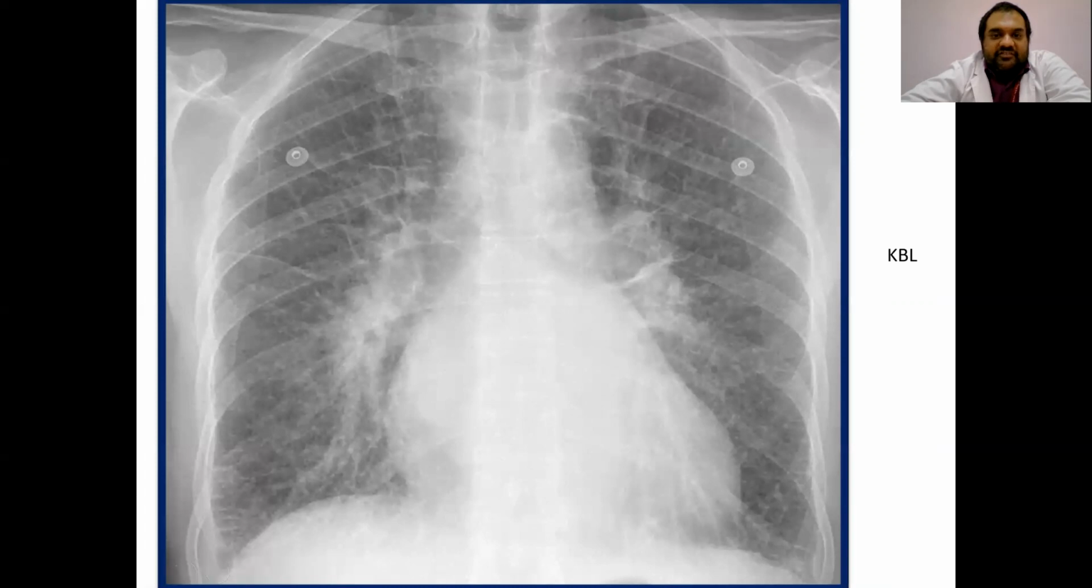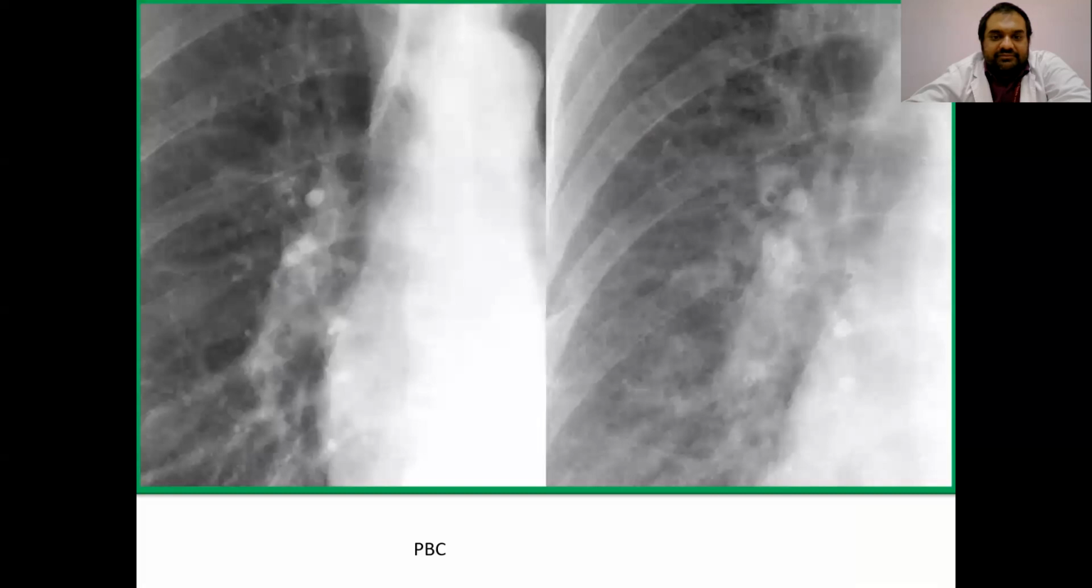This is a frontal chest radiograph showing a mild cardiomegaly with cephalization of the vessels, with peribronchial cuffing, and you can see the numerous lines in the peripheral lung fields, suggestive of the Kerley B lines, which gives the diagnosis of pulmonary venous hypertension or interstitial edema. And these two images are showing the features of peribronchial cuffing.